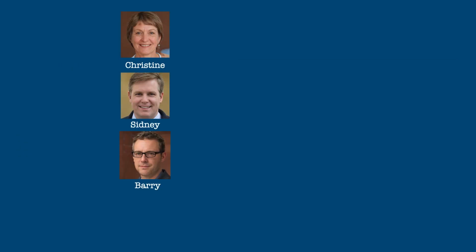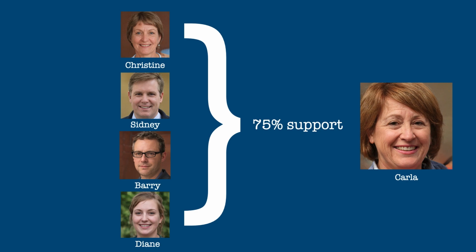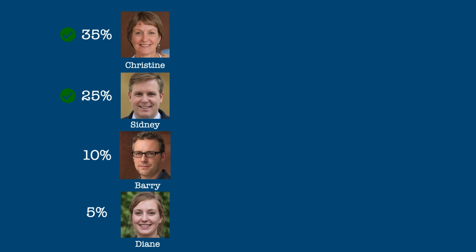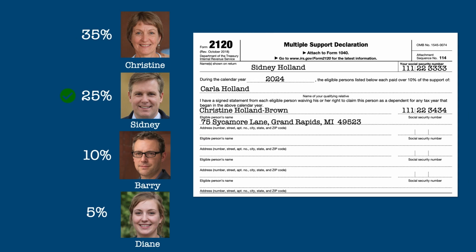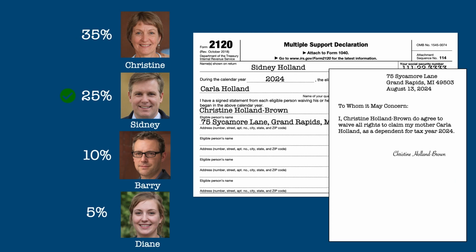Christine, Sidney, Barry, and Diane together provide 75% of their parent Carla's support. Christine provides 35%, Sidney 25%, Barry 10%, and Diane 5%. Either Christine or Sidney may claim Carla as a dependent, but whoever relinquishes their claim must be listed on the declaration and provide a signed, written statement waiving their right to claim Carla.